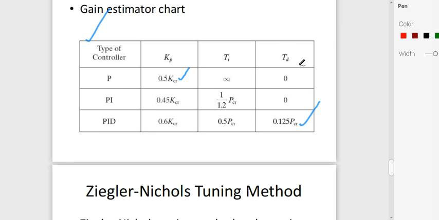So the summary is that Kp is used for reducing the rise time of the system, Kd is used for improving the transient response of the system, and Ki is used for improving the steady state response of the system. That's all about the topic Ziegler-Nichols tuning method.